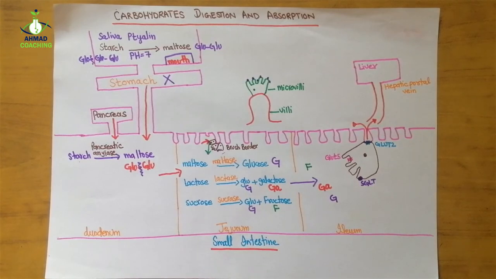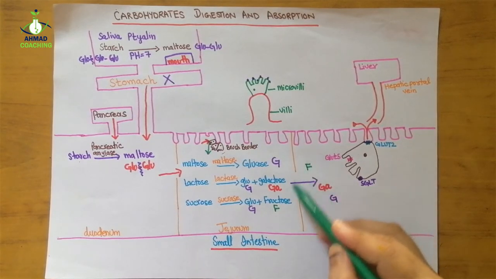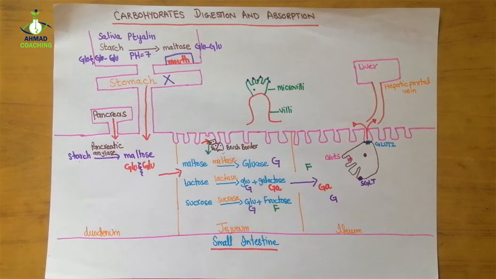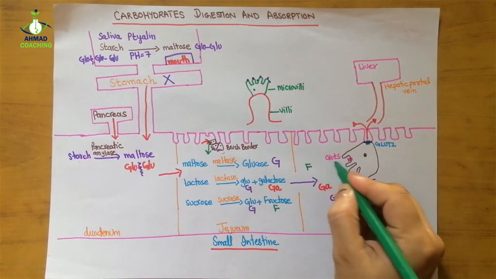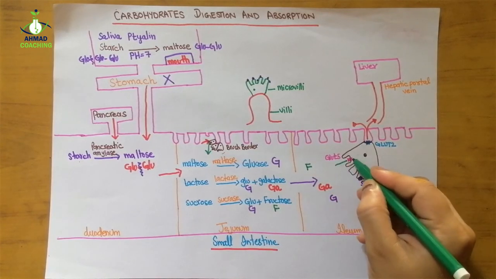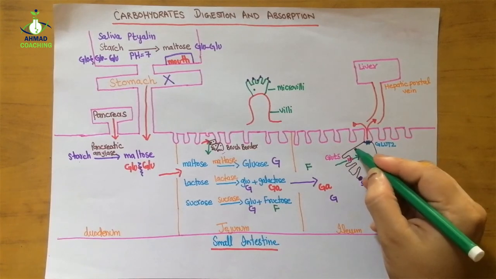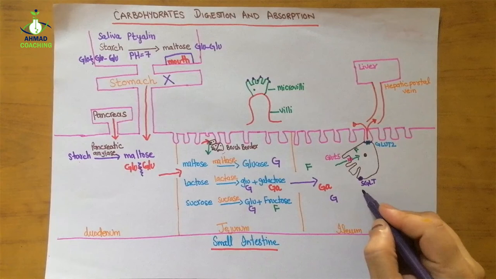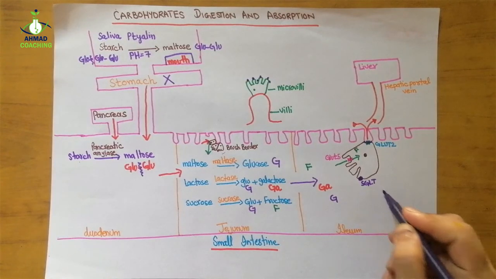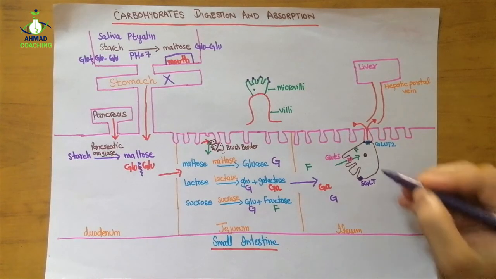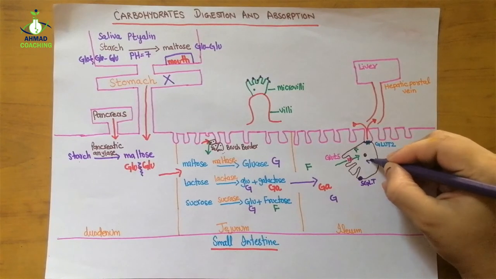The fructose is going to be transferred from this lumen into this cell, which is known as enterocyte, through this GLUT5 transporter. So this fructose is going to move from here, and then it will enter into the cell like this. Then the glucose and the galactose, these two molecules, are going to be transported through the SGLT transporter.